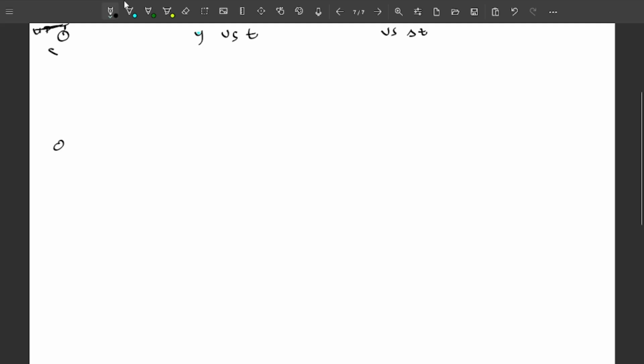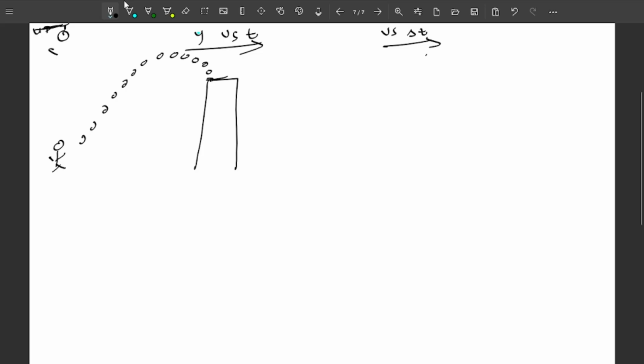This person is here, and this person is throwing a ball up on top of this. Now you're required to draw the displacement graph and the velocity graph. Now the ball is gonna go up and up and up, and it's gonna reach the top of the building.